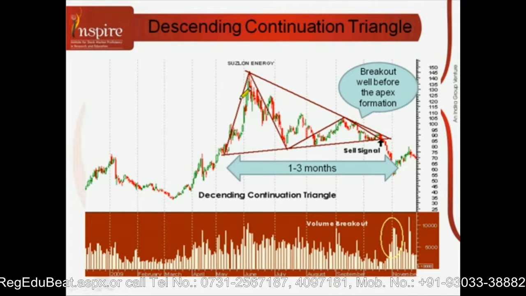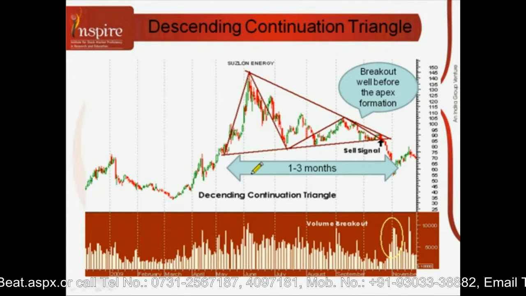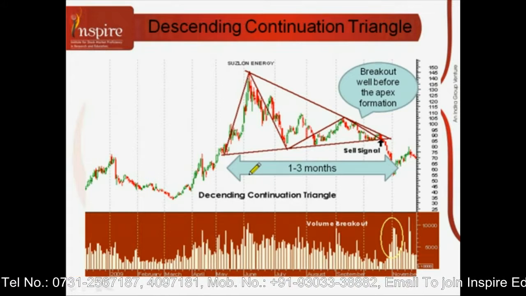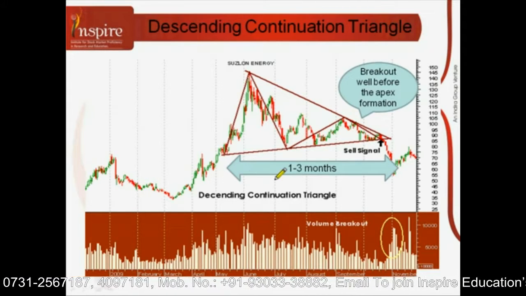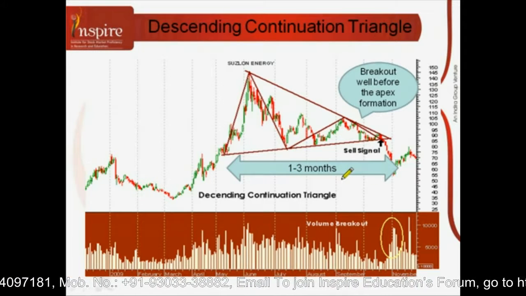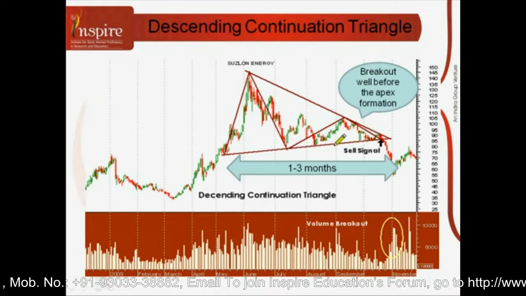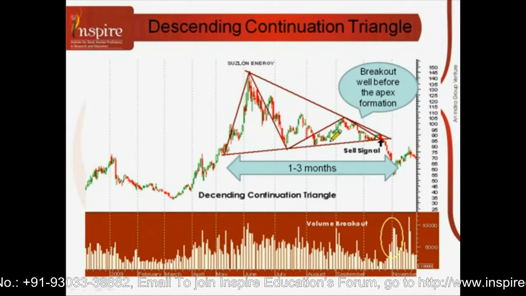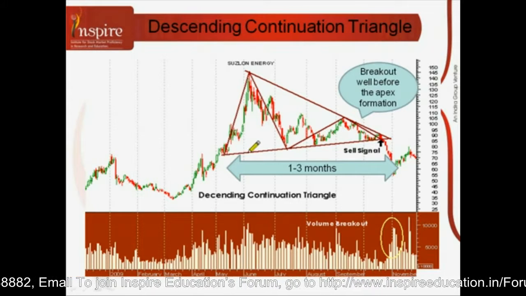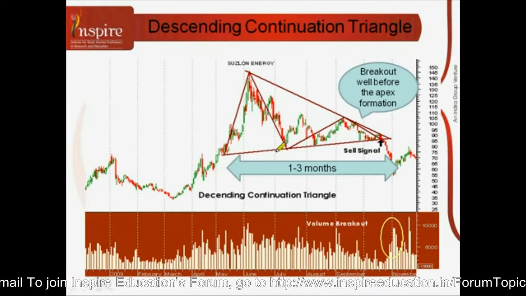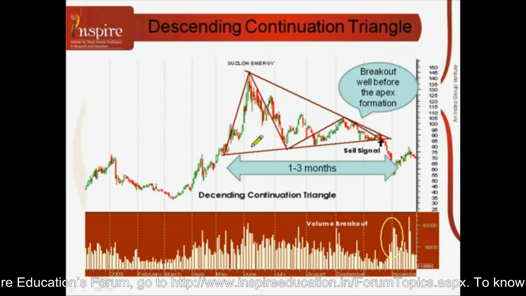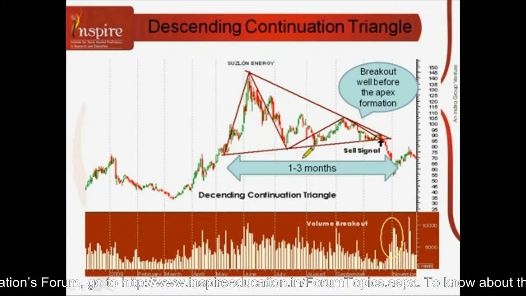Talking about the duration, the pattern formation duration is from 1 month to 3 months. 1 to 3 months का time duration रहता है इस pattern को form होने में. It's a short term pattern. Talking about the shape of the pattern, the horizontal bottom trend line need not be completely horizontal. ये जो lower trend line है ये completely horizontal है ऐसा ज़रूरी नहीं है. It could be slanting a little bit.